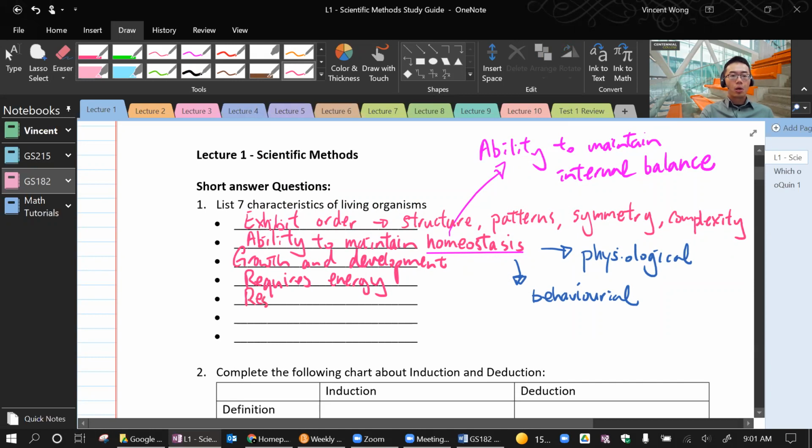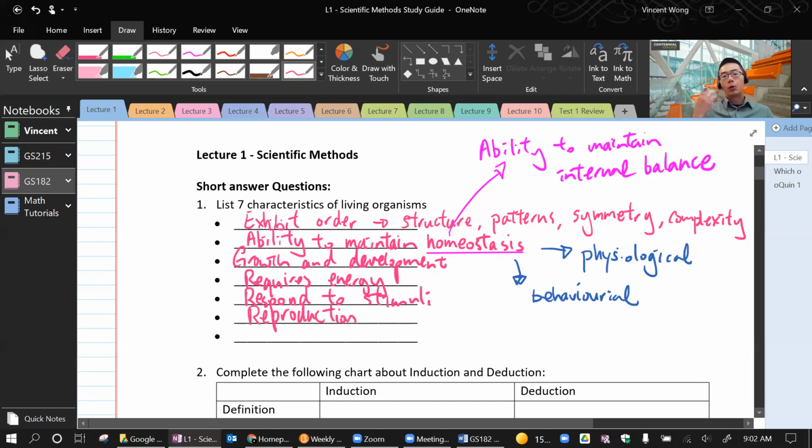Another one is they respond. All these are in the PowerPoint, by the way. We're just reviewing. Respond to stimuli. The plural is stimuli. That is a change in the environment. Sometimes the stimulus is going to prompt a behavioral or physiological mechanism to maintain homeostasis. If the stimulus is that it is cold outside, then you're going to shiver or you're going to put on a jacket. Another one is reproduction.